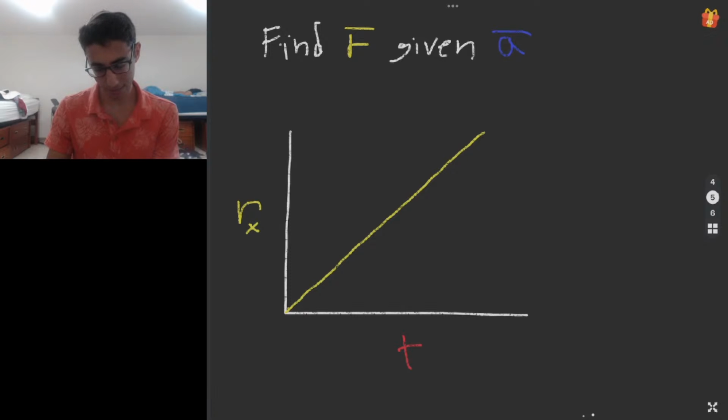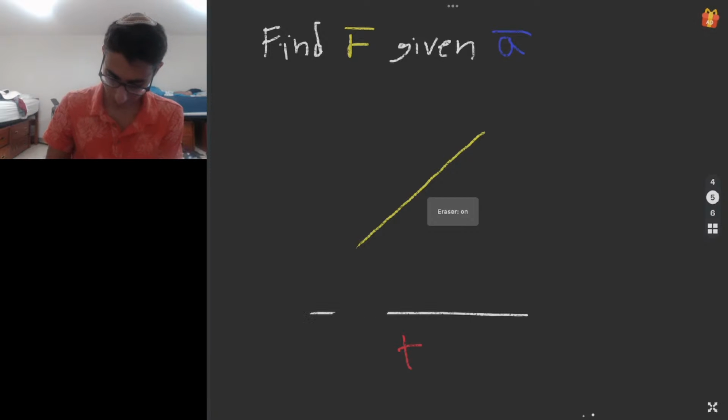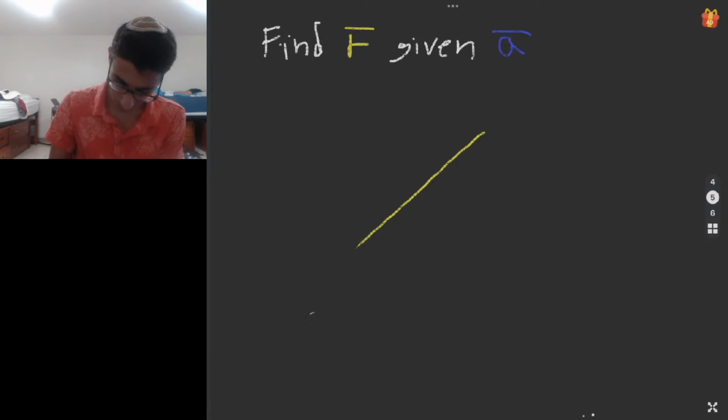This was actually a bad idea. I should never have done it like this. Fine, I'm going to keep it like this. So this is our position with respect to time. And I'm actually going to make this whole thing on a different slide. I'm sorry. I'm going to think about structuring this better.